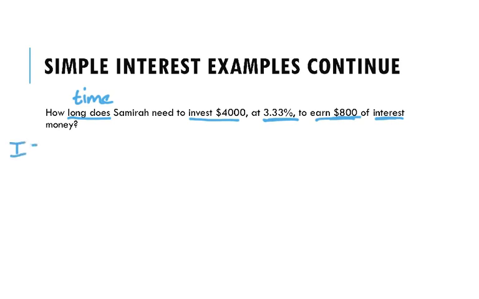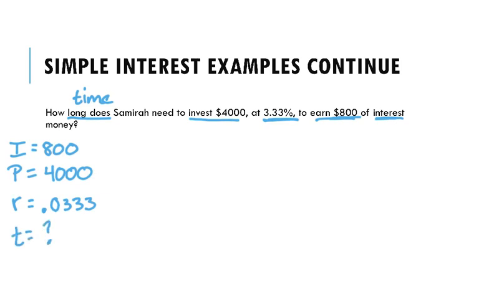So I is equal to that amount she earned, which is $800. Her principal is the original investment of $4,000. Her rate that she's investing at is 3.33, so move it 2 spaces and you get 0.0333. Time is what we're trying to figure out for her. We're trying to figure out how long she needs to do this for.